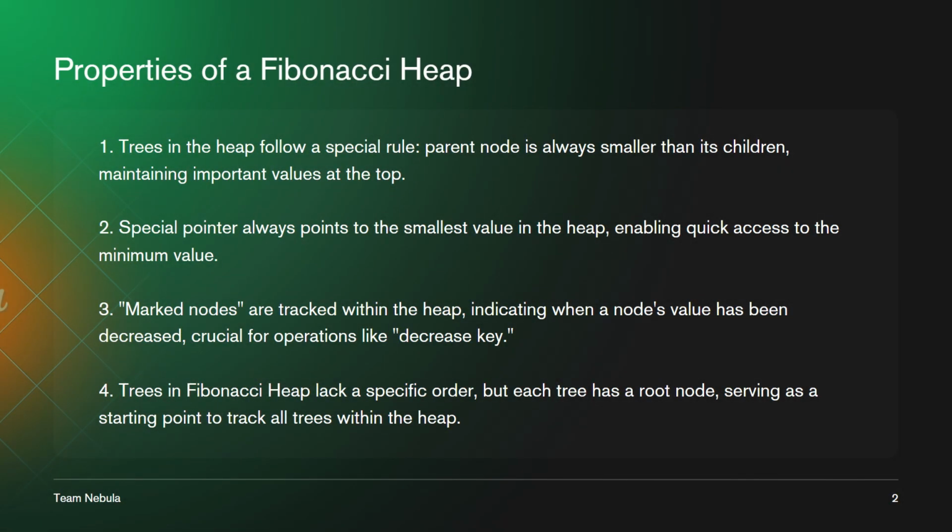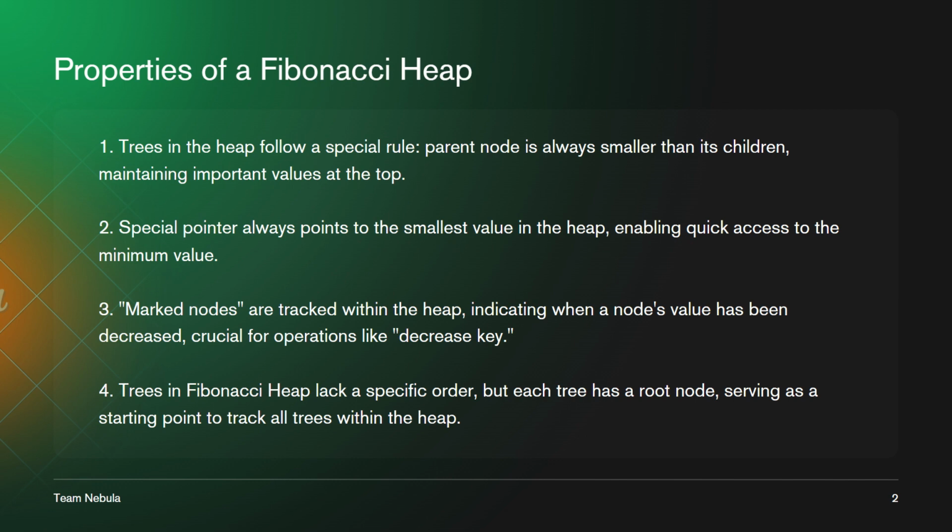A Fibonacci heap has some important characteristics that make it work. It's like a group of trees, but they follow a specific rule. In each tree, the parent node is always smaller than its children. This helps us keep the most important value at the top. There's a special pointer that always points to the smallest value in the whole heap. So if you need the smallest value quickly, you know where to find it.